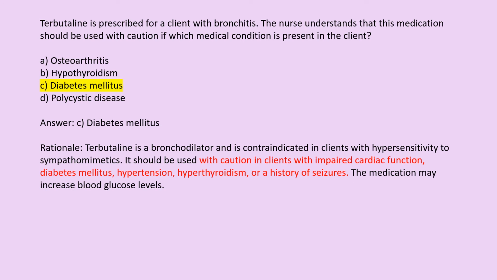Answer. C. Diabetes mellitus. Rationale. Terbutaline is a bronchodilator and is contraindicated in clients with hypersensitivity to sympathomimetics. It should be used with caution in clients with impaired cardiac function, diabetes mellitus, hypertension, hyperthyroidism, or a history of seizures. The medication may increase blood glucose levels.